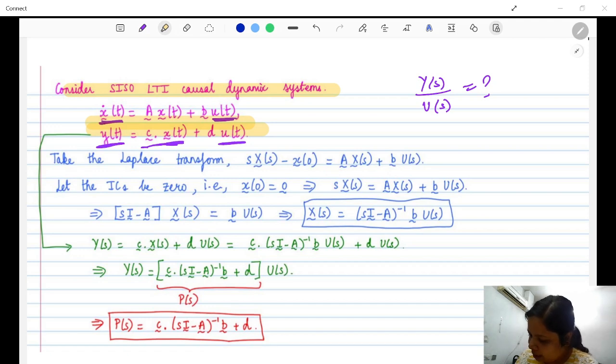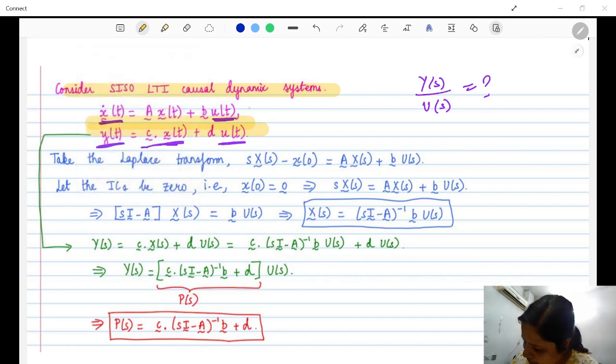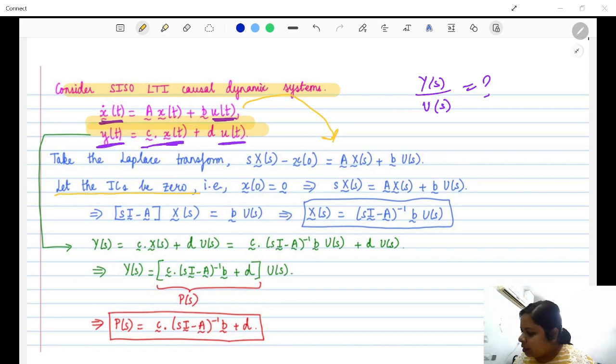Let's take the Laplace transform of the first equation. When you take the Laplace transform of this equation, you get this, where sX(s) minus x(0), because we take the initial condition, is equal to AX(s) plus BU(s). Simply Laplace transform. Taking the initial conditions to be 0, this would remain, right?